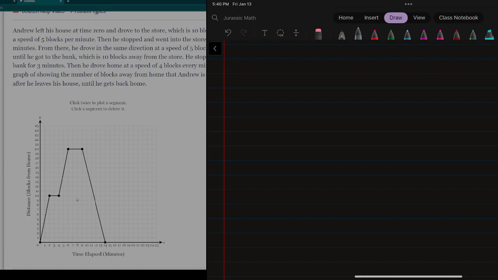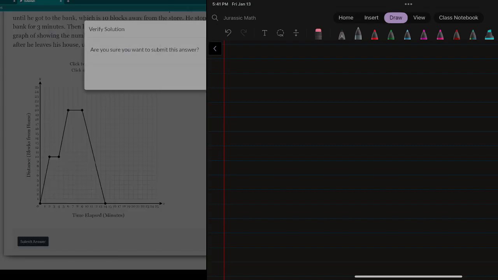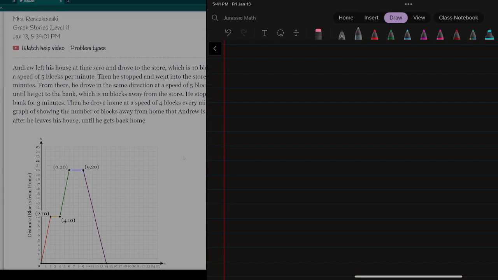So there we go. This first part is him driving to his store. Then he stayed there for 2 minutes. I guess he went inside and bought a Pepsi. Then he drove another 10 blocks to the bank and stayed there for 3 minutes, depositing some money. Then he drove home. Submit answer. And there we go. We did it correctly.